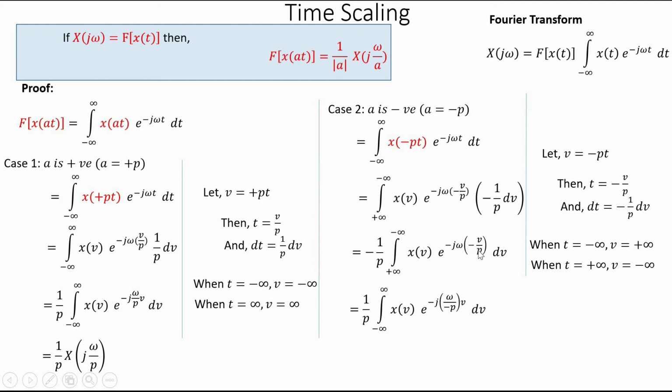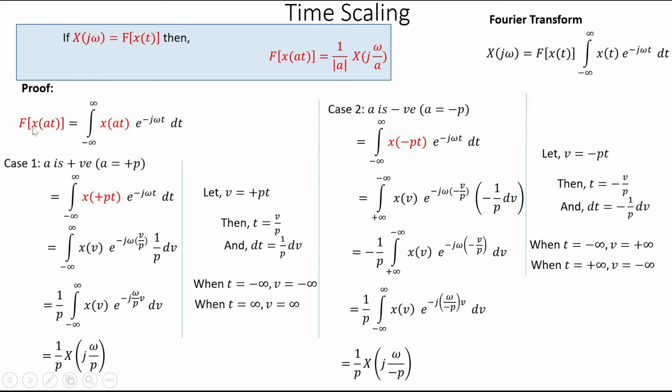Multiplying this omega, this minus p can be taken with omega, so omega by minus p into v. So again if you are comparing with this, here it is omega, here it is omega by minus p. So this is x of j omega, so this is actually x of j omega by minus p. Okay, so x of j omega becomes x of j omega by minus p.